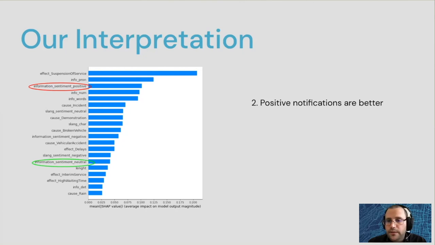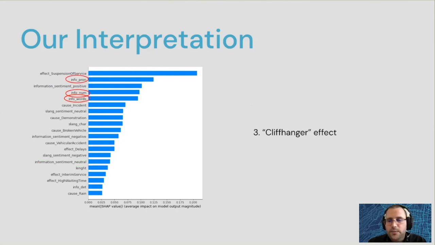The third point, the third interpretation, is what I call the cliffhanger effect. So basically, when you have a message that is quite long and you have plenty of pronouns, numbers, and words, and as well the length is way below, it gives you the idea that users want to read what the message is, but it's not appearing on the phone.